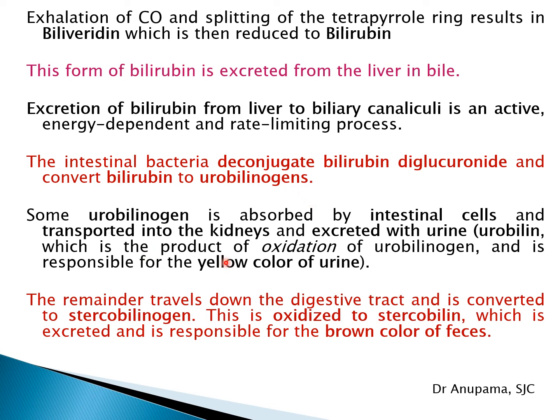Some urobilinogen is absorbed by the intestinal cells and then transported to the kidneys and excreted in the urine. You get urobilin in the urine, which is the product of oxidation of urobilinogen, and this imparts yellow color to the urine. The remainder travels down the digestive tract and is converted to stercobilinogen, which is further oxidized to stercobilin, which is then excreted through the feces. So the brown color of the feces is because of stercobilin.